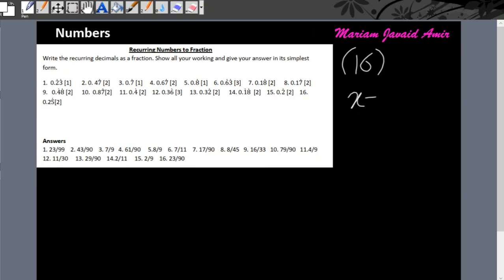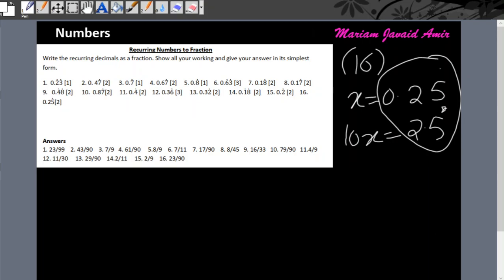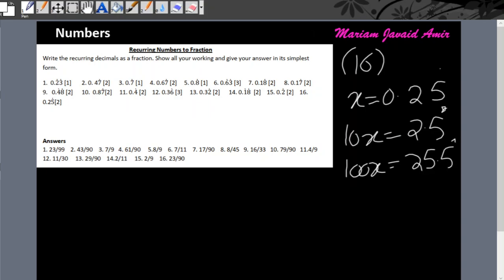Okay, so x equals 0.25 and only 5 is recurring. If I write 10x, I will get 2.5 recurring. If I subtract these two, my recurring 5 won't get eliminated. So what I'll have to do now is write 100x, which gives 25.5 recurring. Now let's subtract these. 100x minus 10x is 90x equals 25.5 recurring minus 2.5 recurring, which is simply 23. So x equals 23 over 90.